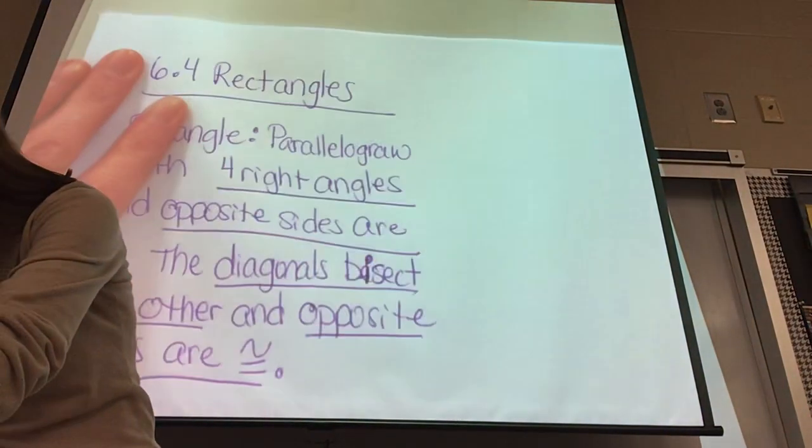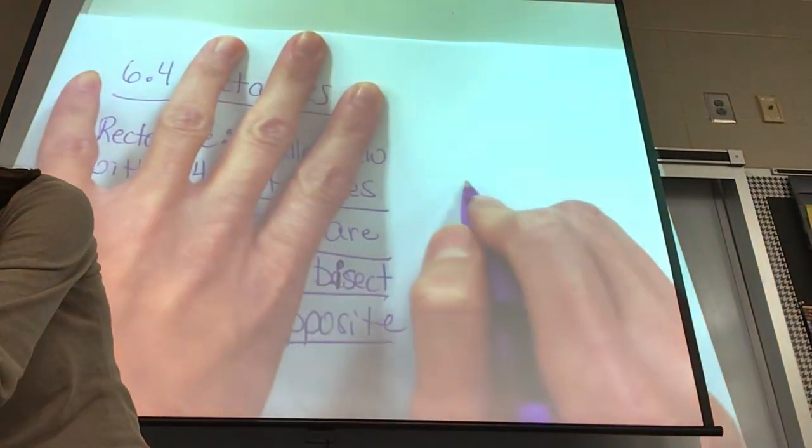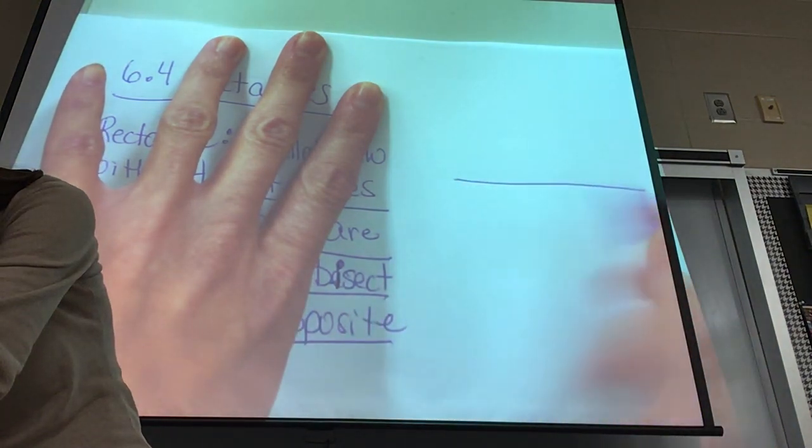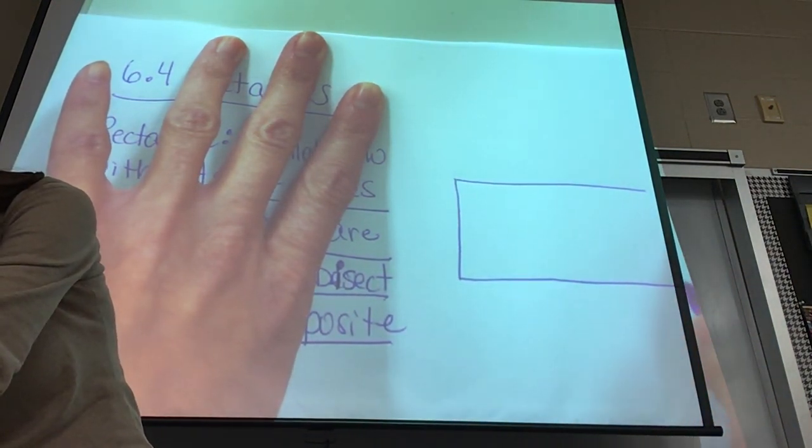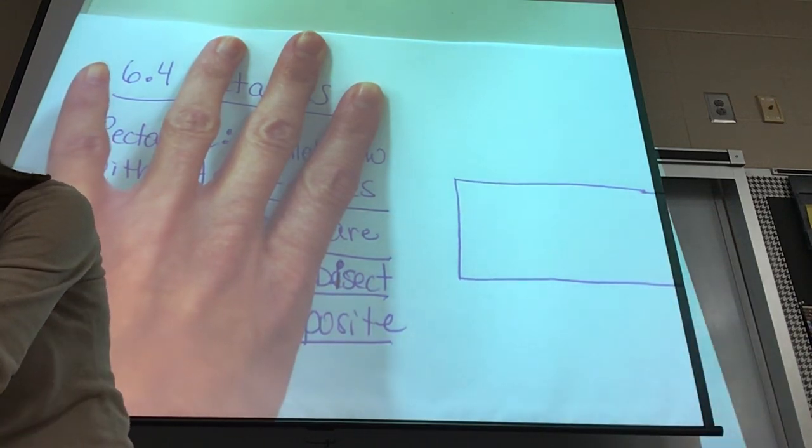So now let's look at an actual rectangle. So draw a rectangle on your paper. It doesn't have to be a big one. It can be a small one, as long as it's an actual rectangle.